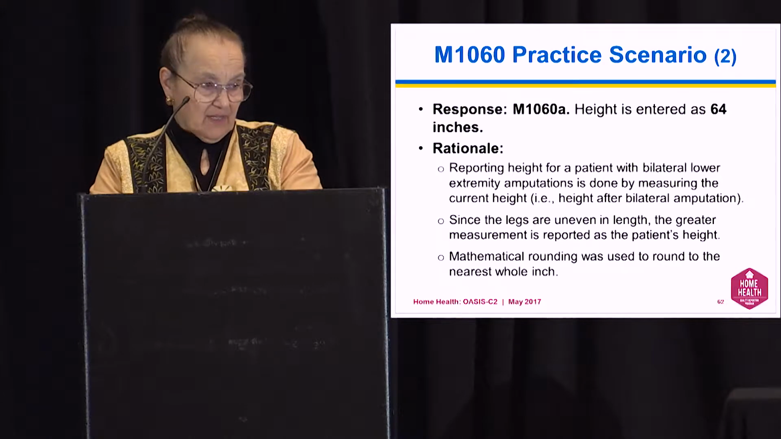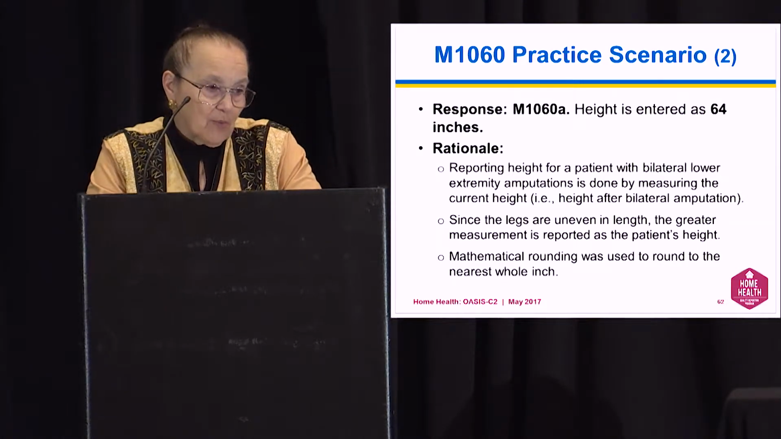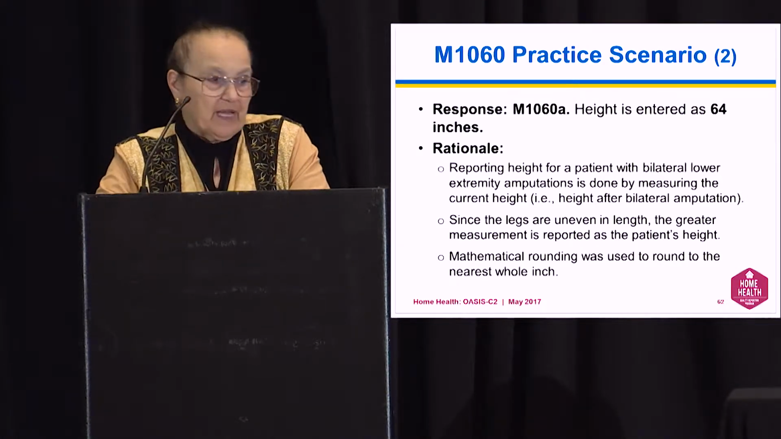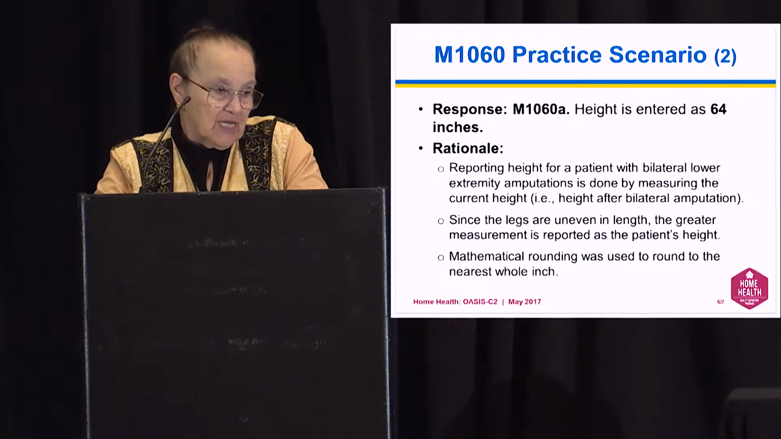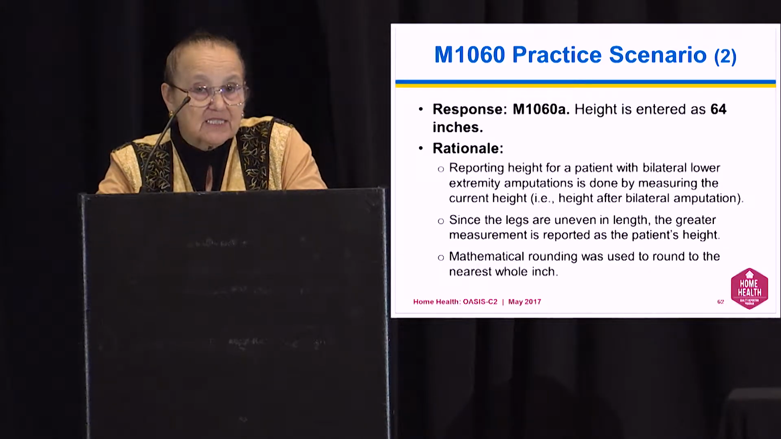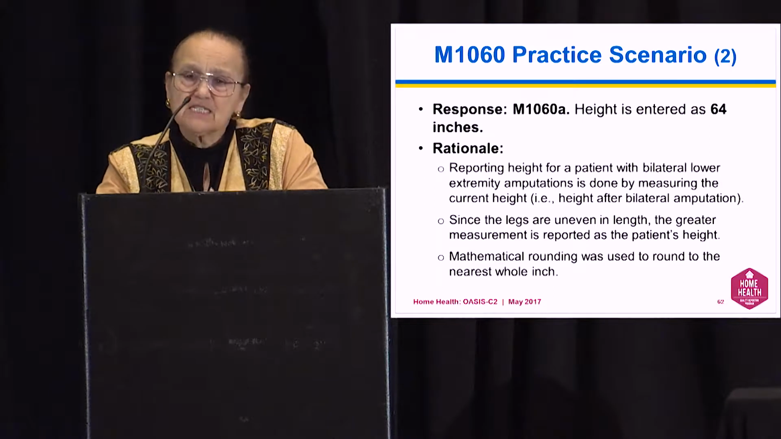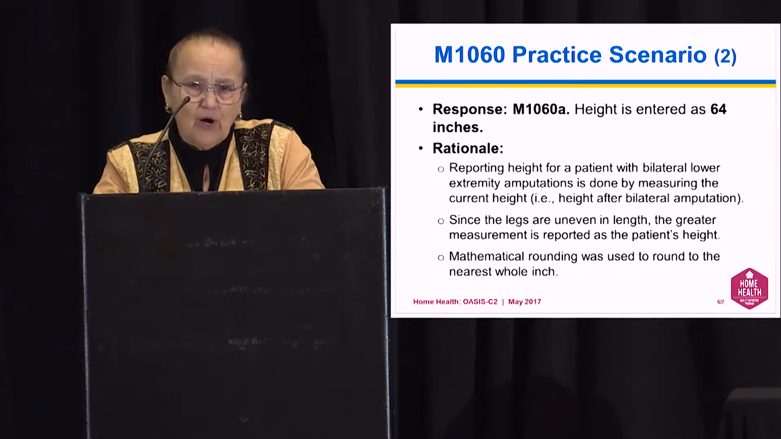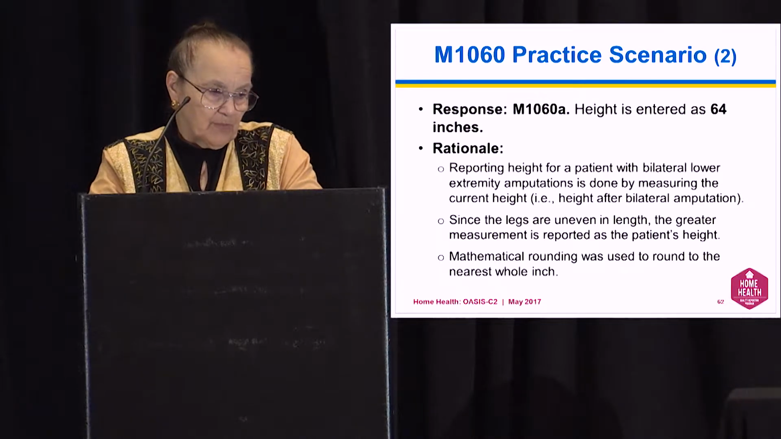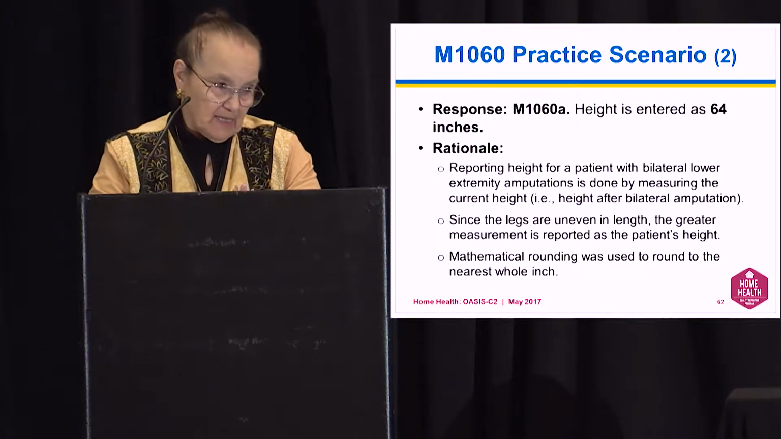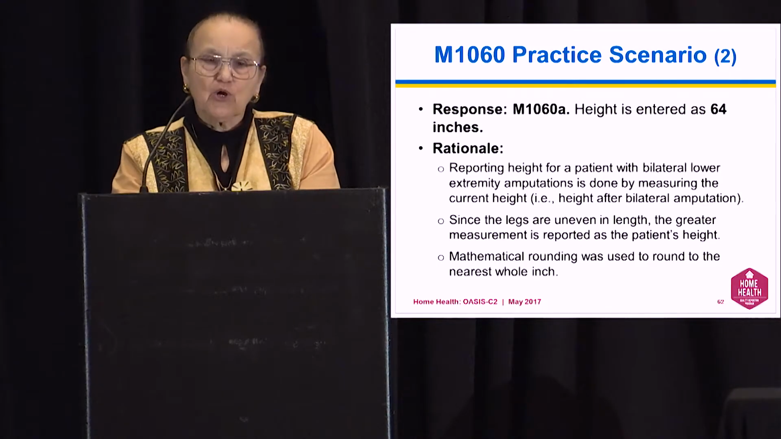The rationale is that when you are reporting height for a patient with the bilateral lower amputations, you measure the current height, the residual after the amputations. Because they are uneven, you have to go with the longer limb. And the mathematical rounding brings it to the nearest whole number.